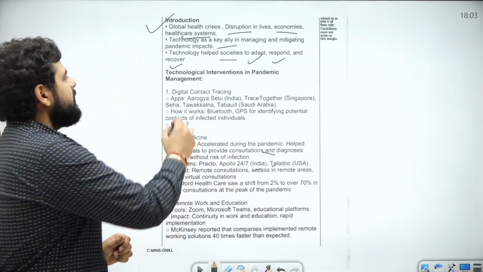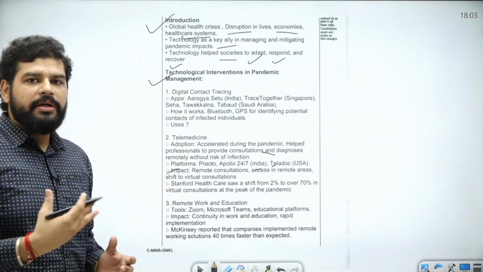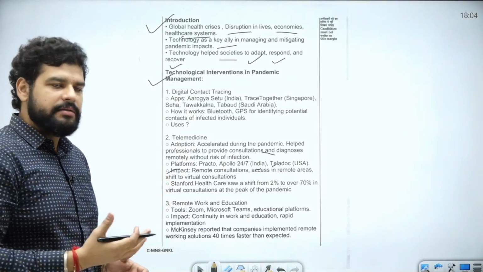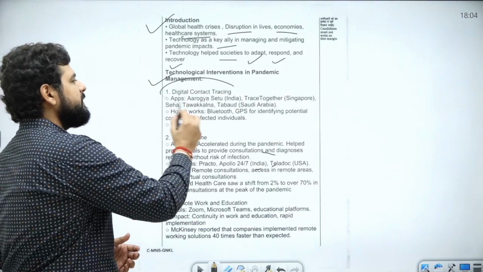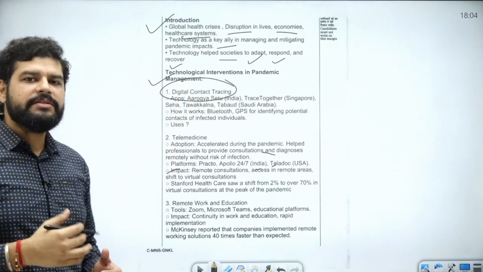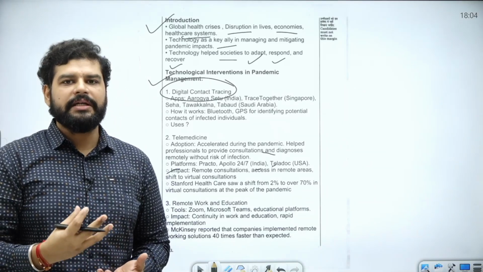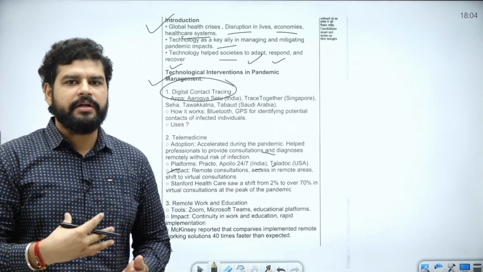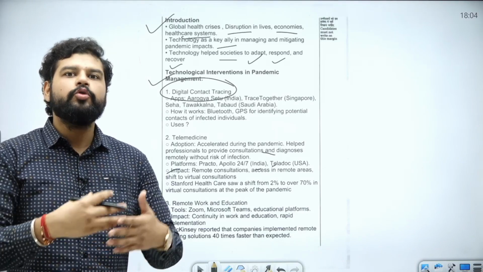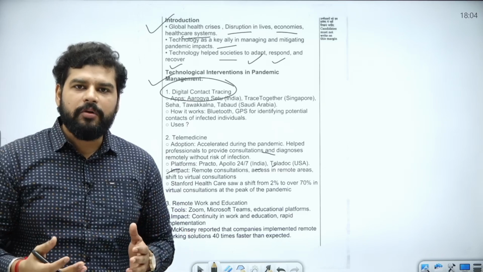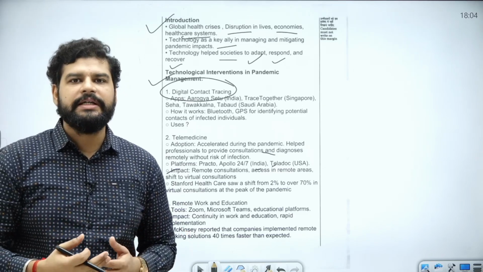Right. So what are the interventions? We come to the main body part. What are the interventions that were done, right? So the first thing was digital contact tracing. Why was this important? Because we had to stop the infection from spreading. So let's say you got infected or I got infected. Now the people who were close to you would be informed, by using the applications.